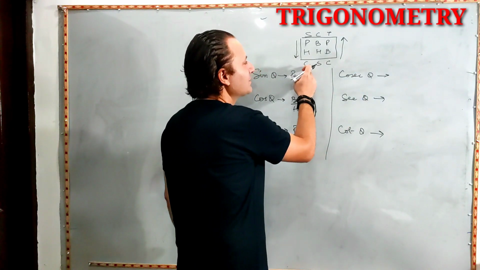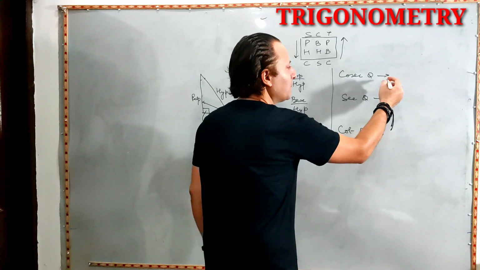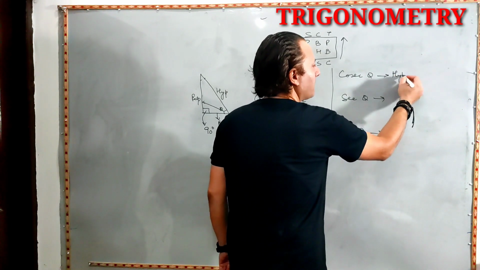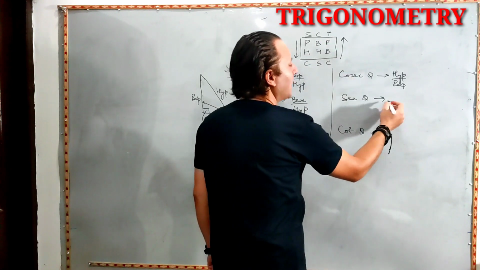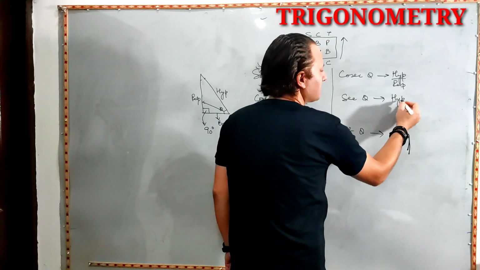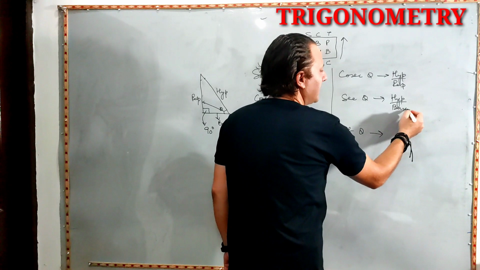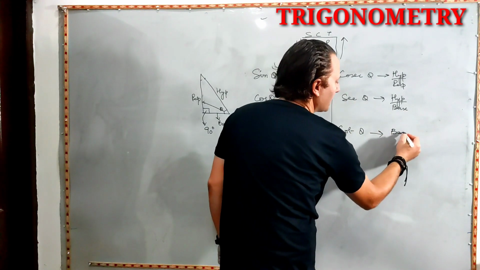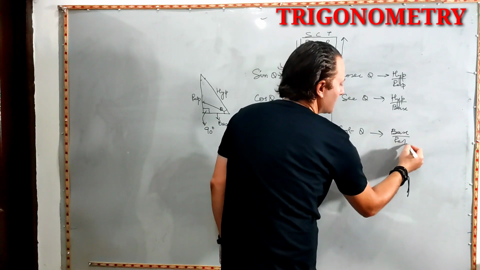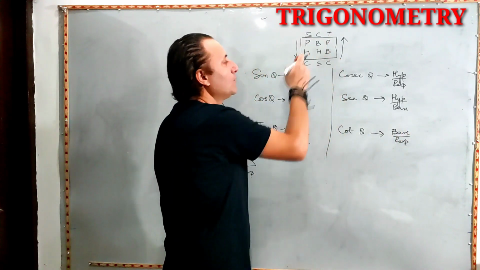Cosec theta, this is cosec, it becomes hypotenuse upon perpendicular. Then we have sec theta, it becomes hypotenuse upon base. And at last we have cot theta, it becomes base upon perpendicular. So here I'm looking up.